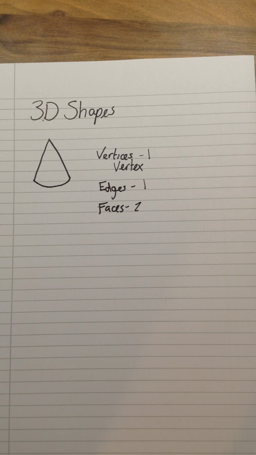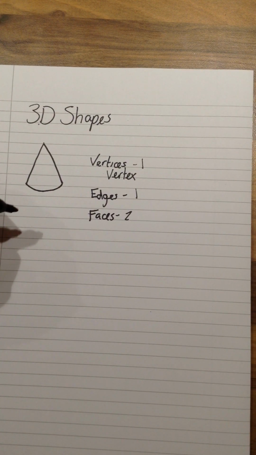What I would like you to do now is in your exercise book repeat the exact same process. But what I would like you to do in each instance is draw a diagram of the following shapes and write down how many vertices, edges and faces each shape has. So the shapes that I'm interested in are as follows.